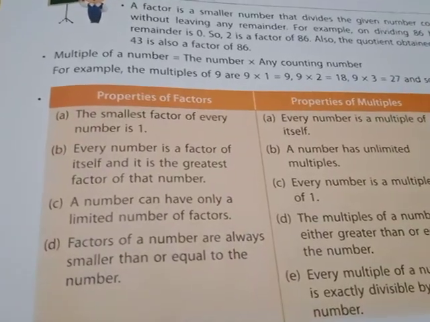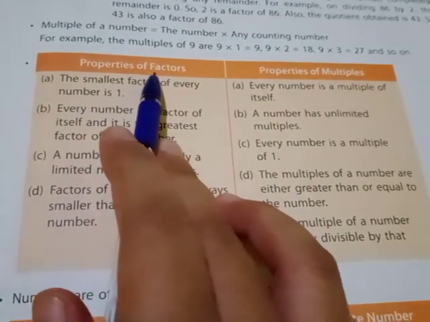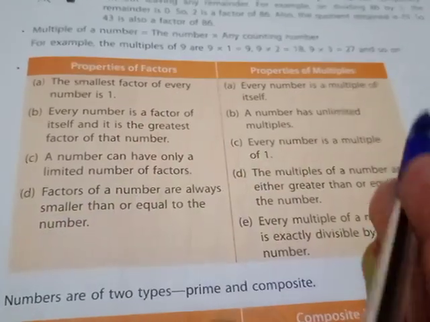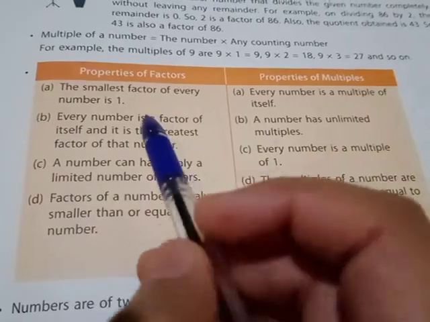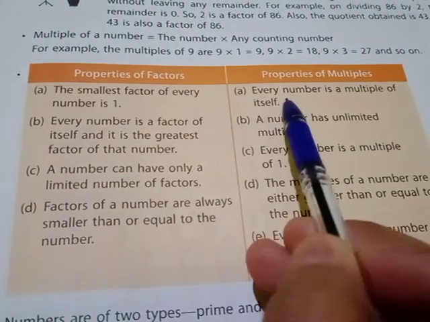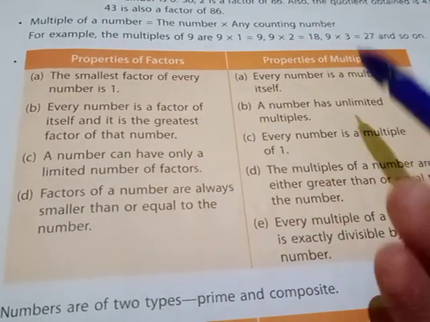Okay, you can see the properties here. It will be very clear to you. Properties of factors, then properties of multiples. Both are just opposite to each other, keep in mind. One similarity is there. You see this first point is there, right? A and A. This is your similar property in factor and multiple.